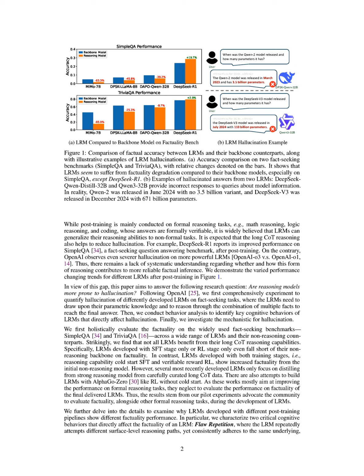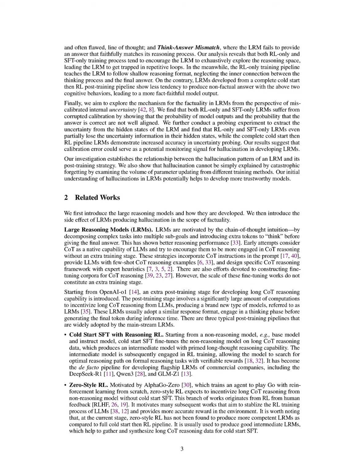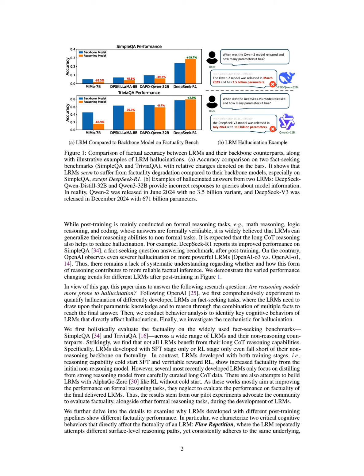Our findings reveal that LRMs developed with both SFT and RL stages exhibit improved factuality, while those relying solely on one of these methods tend to increase hallucination. Additionally, we explore the underlying mechanisms of hallucination, highlighting issues of miscalibrated internal uncertainty in LRMs, which further exacerbates the problem. Ultimately, our work advocates for a more comprehensive evaluation of factuality alongside formal reasoning tasks during the development of LRMs to mitigate hallucination effects.